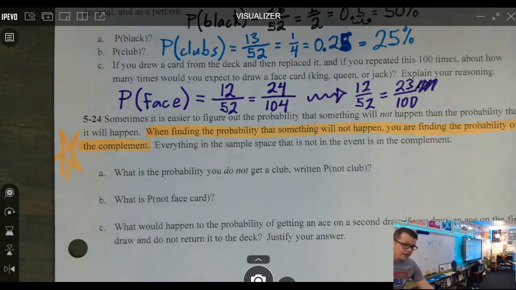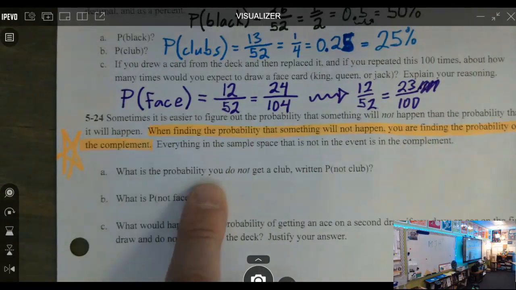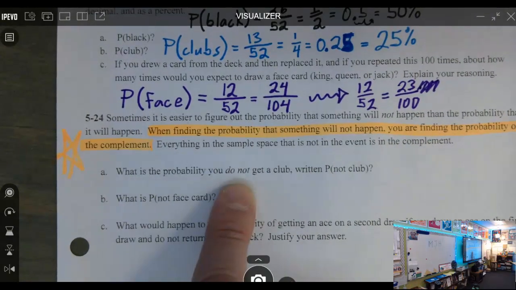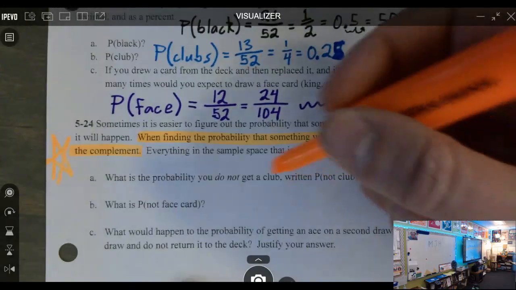So, Destiny, you want to keep going? Answer one more for me? Oh, I didn't know you moved over. That or I can move on. Move on. Lily, what did you guys figure out for the probability you do not get a club? 75%.